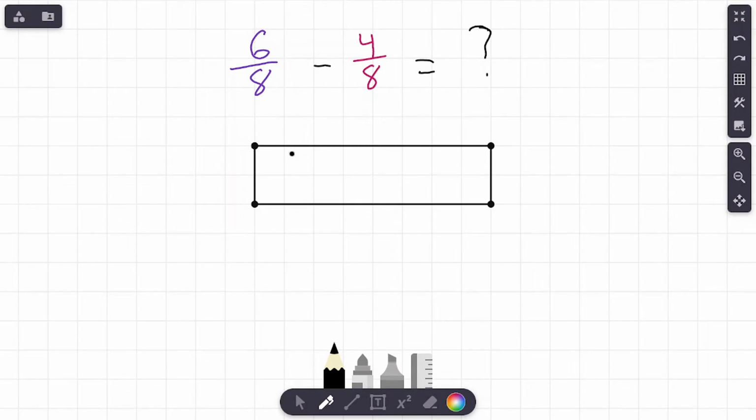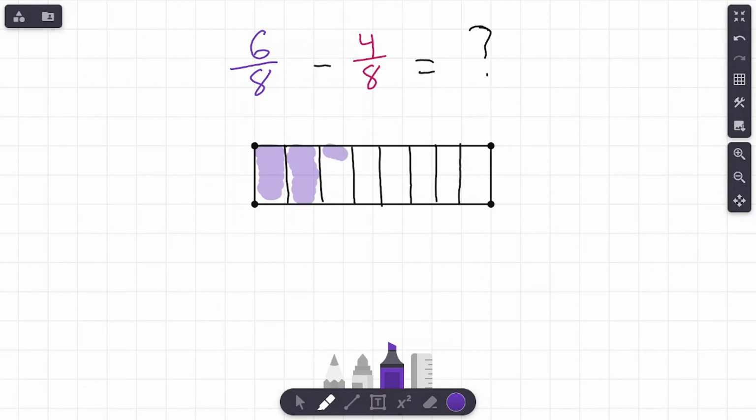So what I'm going to do here is show 8 sections on our fraction model. Let's see, I've got 1, 2, 3, 4, 5, 6, 7, and 8. There we go. All right. First things first, I need to color in 6/8, and I'm using purple, so let me color in 6/8 because that's how much we start with. We have 6/8 of the whole.